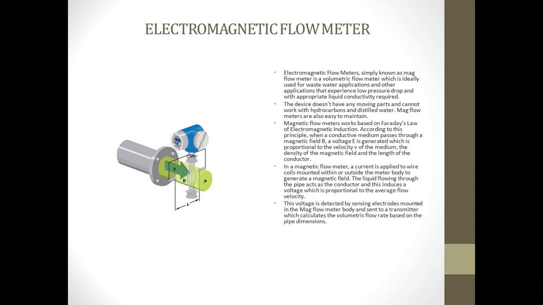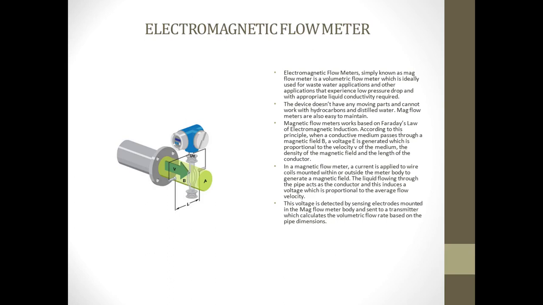Therefore, a voltage is induced across the electrodes. This voltage is given by E equals BLV, where B is the flux density, L is the length of the conductor, which is equivalent to the diameter of the pipe in this case, and V is the average velocity of the conductor, which is the fluid itself in this case. Thus, assuming a constant magnetic field, the magnitude of the voltage appearing across the electrodes will be directly proportional to the product of average velocity and diameter, and therefore in fact this meter is a volume flow rate meter.